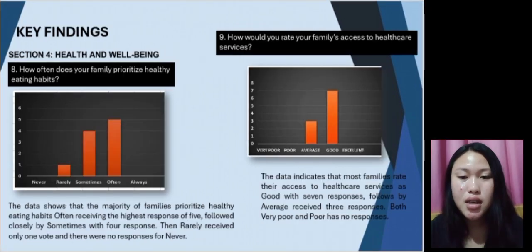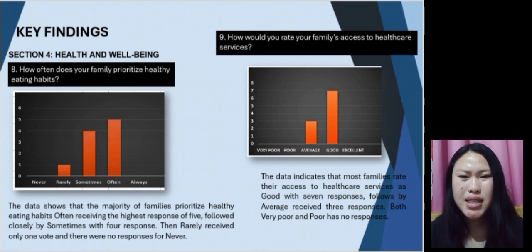So next is section 4, health and well-being. So number 8, how often does your family prioritize healthy eating habits? Based on the result of our survey, the data shows that the majority of families prioritize healthy eating habits, often receiving the highest response of 5, followed closely by sometimes with 4 responses, then rarely receives only 1 vote, and there were no responses for never.